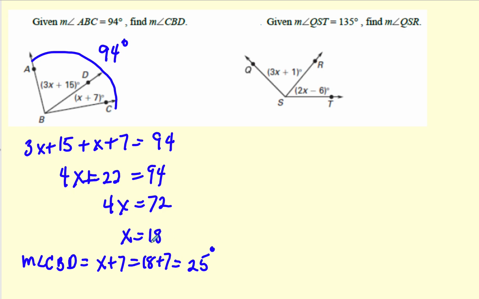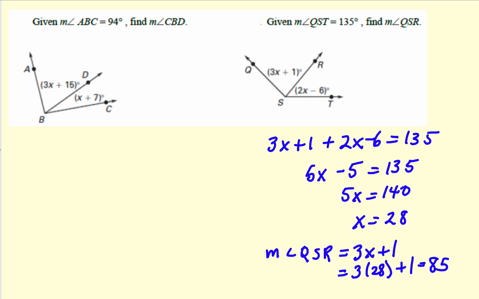Okay, I'd like you to stop the screencast and see if you can do the second problem. And here is the answer.